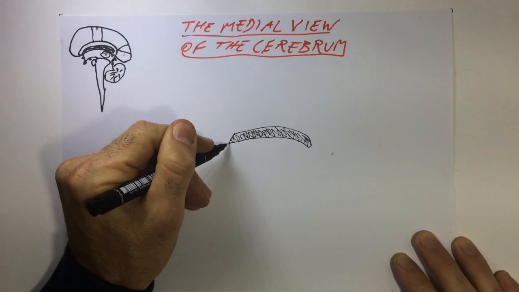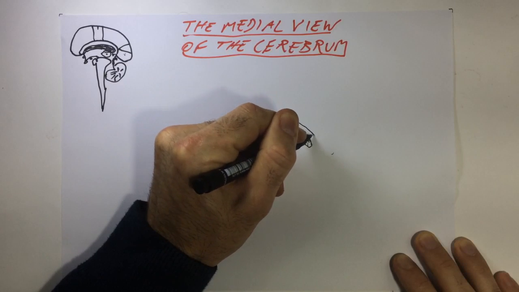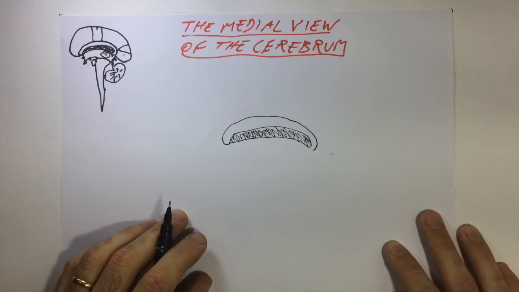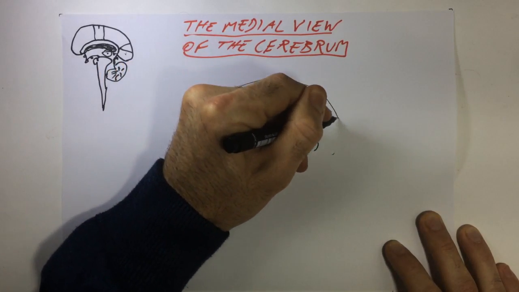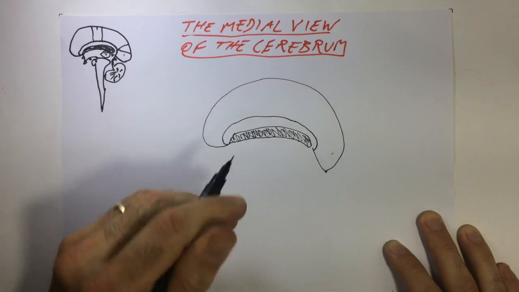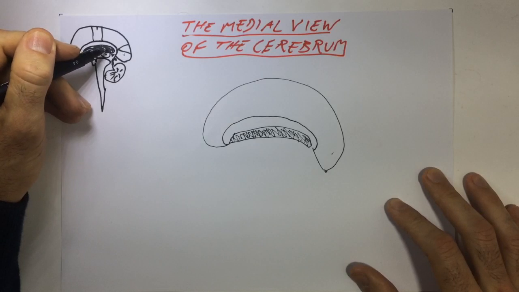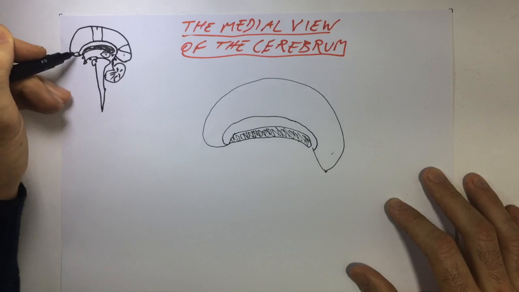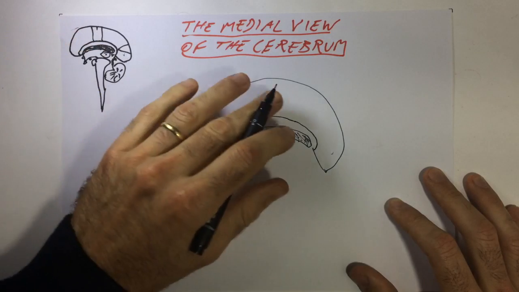Other than that, I'm going to draw here one of the gyrus, like this. And now the rest of the hemisphere. So something like that. So what I did here, I just drew the corpus callosum, this gyrus here, and the rest of the hemisphere.